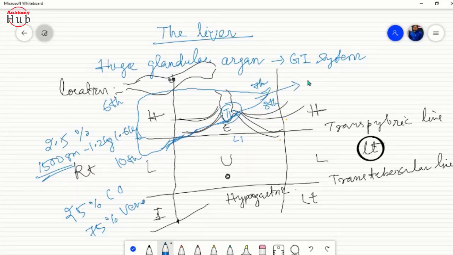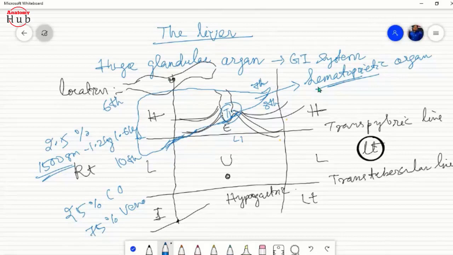What do you mean by hematopoietic? Anybody? Hematopoietic organ, that means what? Blood. Production of blood cells. Yes, very good. So initially it will serve as a hematopoietic organ. But after the fetus becomes a child or toddler, at that time your bone marrow will work.